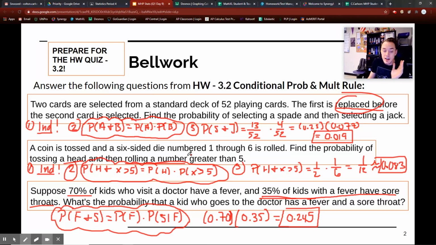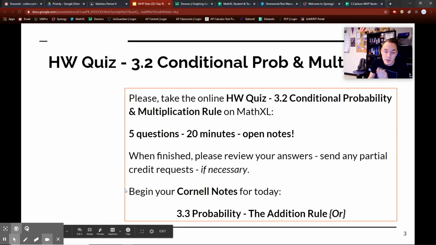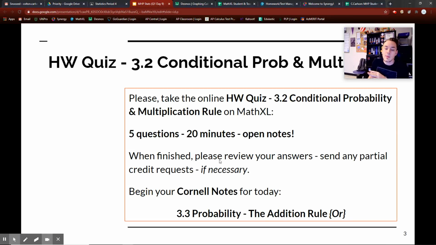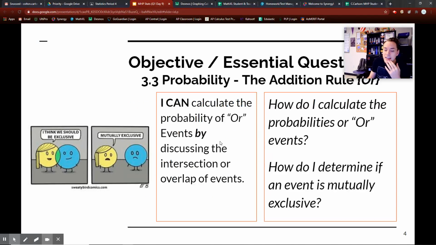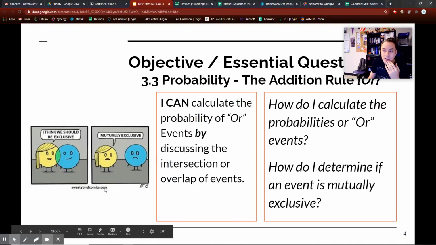So make sure you get all those questions down. Make sure you get the answers down. I'm going to erase. Use them during your homework quiz, because I'm telling you, it's going to be beneficial. The homework quiz is 5 questions, 20 minutes long, open notes as always. Please review your answers. Send any partial credits to me. Let's just say you forgot to simplify something. You maybe put a 5 instead of a 6 or something like that. Anything, maybe you forgot a negative. I don't know. You shouldn't have any negatives, but maybe you forgot a negative or something. Anything like that, please send to me and then begin your notes.